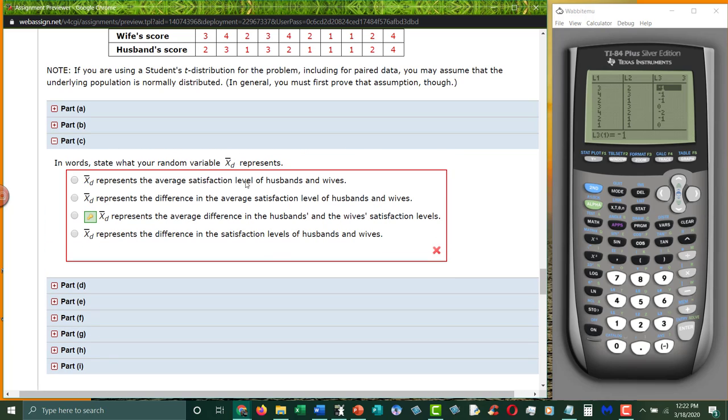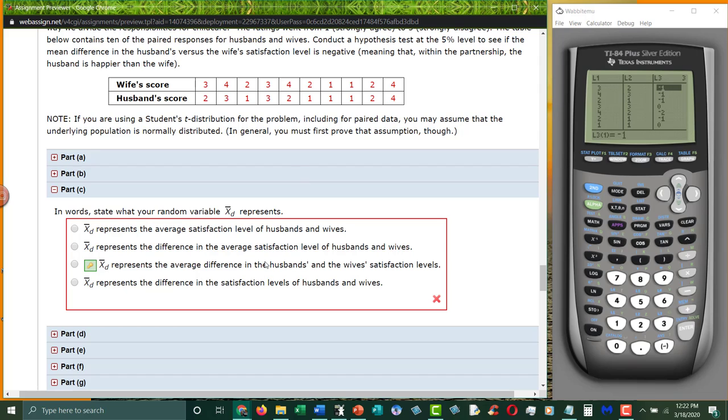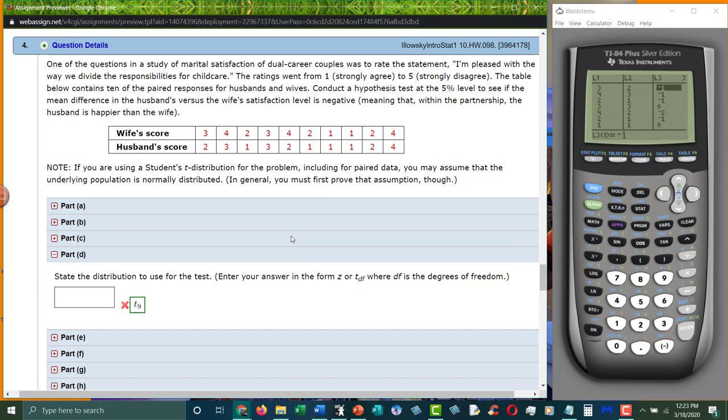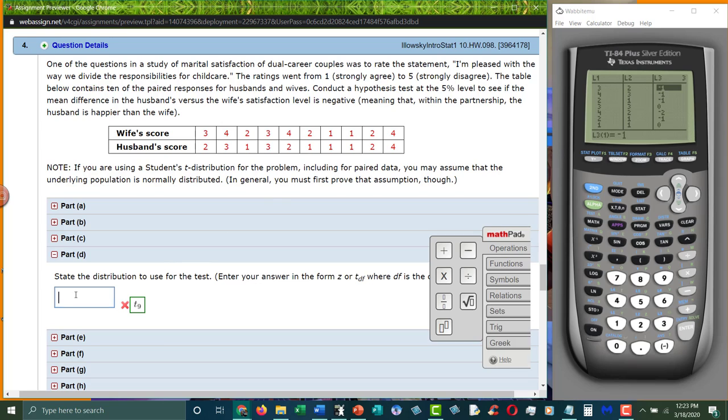In part C, we're asking, what does that represent? Well, it just represents the difference in the husband's and wife's satisfaction, the averages. Okay. What is the test statistic? Well, because this is data and we don't have any population standard deviations, we're going to use the t-distribution. Now, because this is a simple, single thing, okay, yes, we had two pieces of data to start with, but we're really just interested in this one column of data, we can use a regular t-test, okay, which means that we're going to do t, go to functions, subscript, and this is going to be just n minus 1.